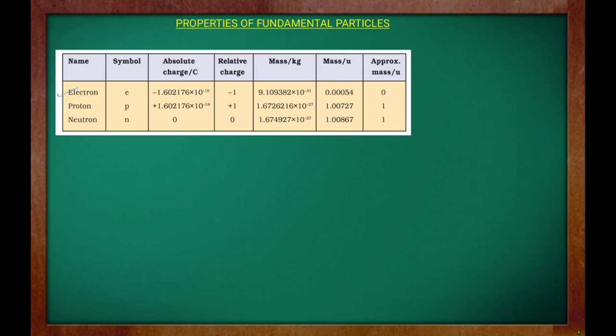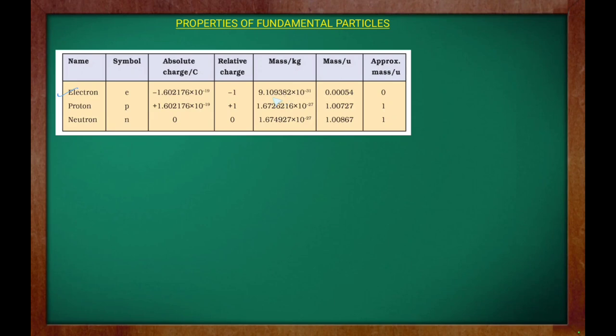The subatomic particle electron is represented by the symbol e. It has an absolute charge of -1.602176 × 10^-19 coulomb. Relative charge is written as -1.